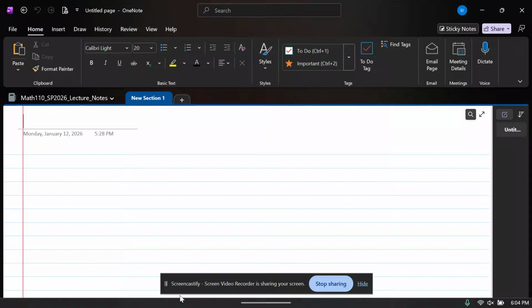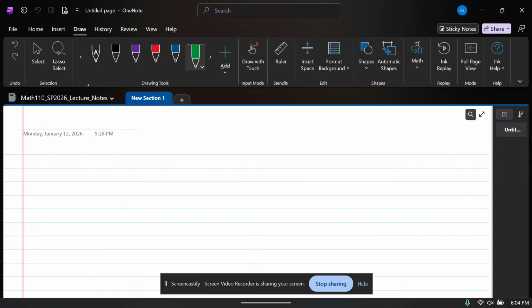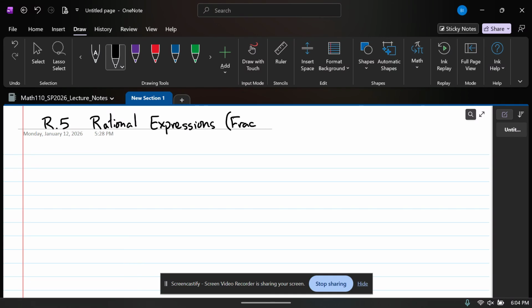Section R5 is where we're going to be. Section R5, and this is rational expressions. Fractions. Okay, so rational expressions, fractions, is what we're dealing with in this thing.